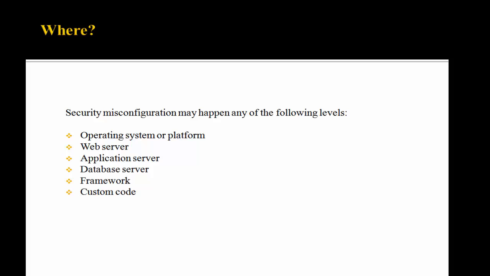We need to know where this misconfiguration can happen. It can happen everywhere, in every part and every layer of the application: operating systems such as Windows, Unix, Solaris, or Linux. We can have security misconfiguration in our web server, application server, or even the database, framework, and coding. So we have to pay attention to each and every layer of our application and system to avoid security misconfiguration.